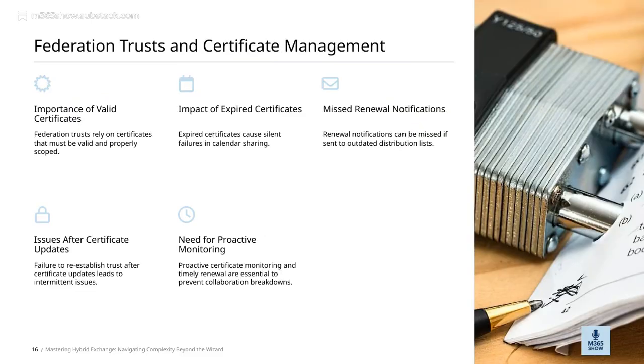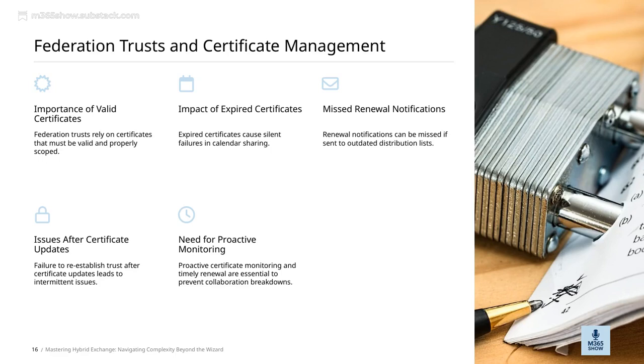Proactive certificate monitoring and timely renewal are absolutely essential to prevent collaboration breakdowns. If we don't stay on top of these renewals, trust can be compromised, leading to issues that disrupt our communication flow. After certificate updates, failing to reestablish trust can cause intermittent problems that are sometimes hard to diagnose. Renewal notifications are often sent to distribution lists, but if those lists are outdated or incorrect, those critical alerts can be missed entirely. This can result in expired certificates, which silently break functionalities like calendar sharing without obvious errors.